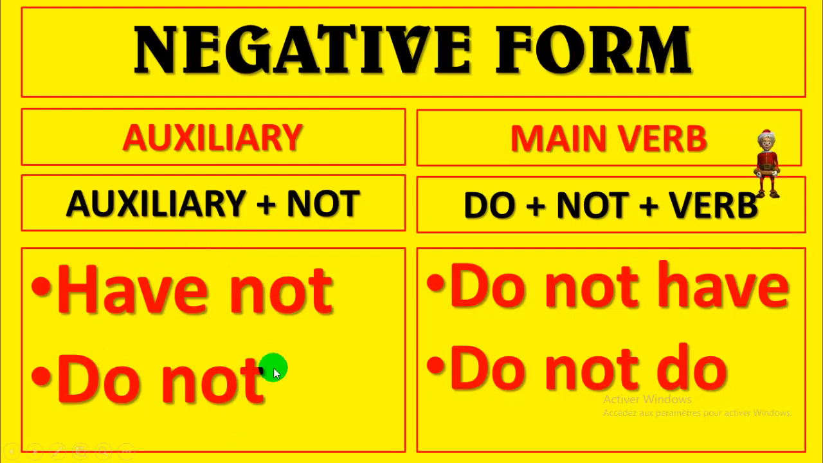On your left, you have auxiliaries. On the right, you have full verbs. Have not, do not have, do not do.